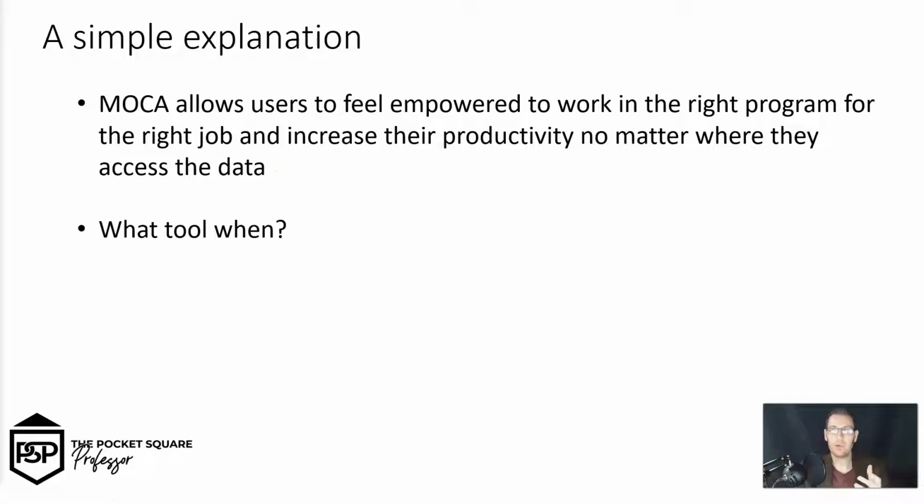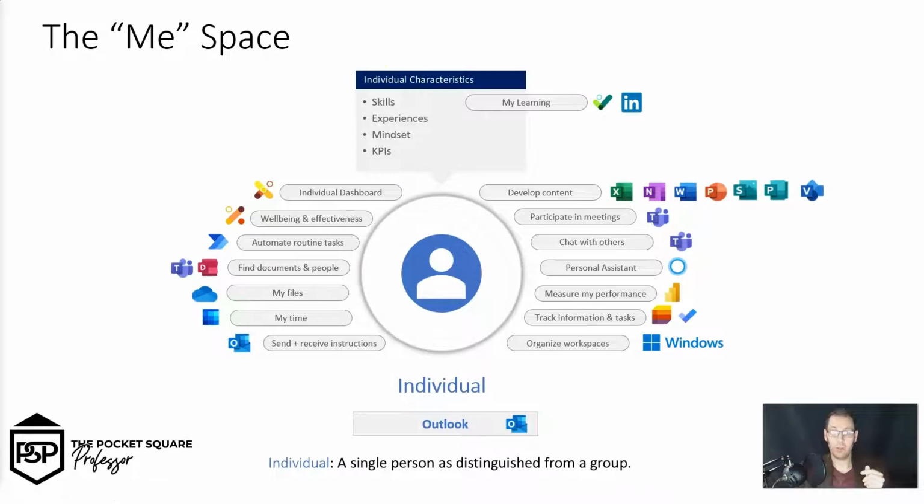So again, I'm creating a budget for next year. So again, we're going to start off here with the me space, okay? So me is in quotations, meaning that it's just me, the individual. Now, Microsoft defines the individual as a single person as distinguished from a group. So this is just a person.